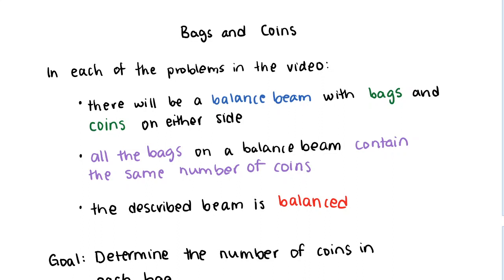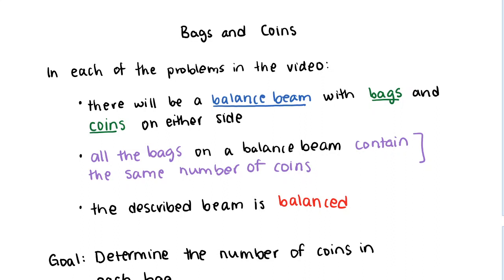In each problem, there's going to be a balance beam and some coins on either side of this balance beam, as well as bags that contain coins on either side of it. When we look at a balance beam with some bags and coins, one big point is that all of the bags on a balance beam are meant to contain the same number of coins.